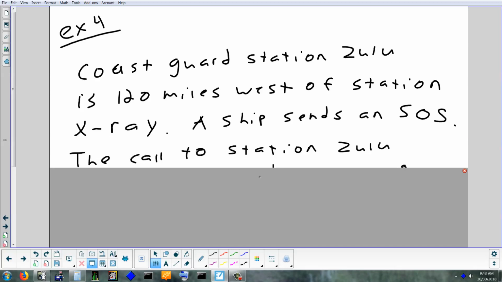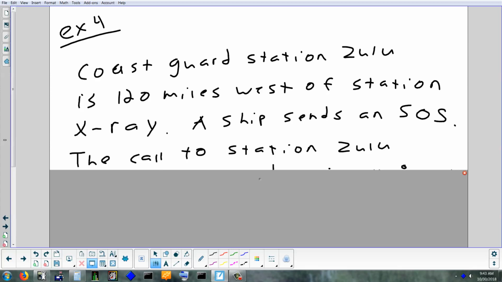So, Station Zulu sees the light, and all they can say from their spot is the light is that way. They don't know how far that way, but they see it, right? It might be 20 miles, it might be 30 miles, it might be 50 miles.